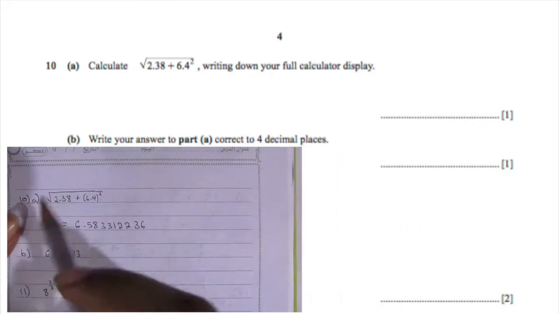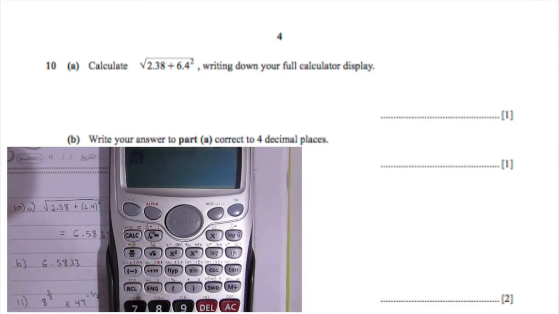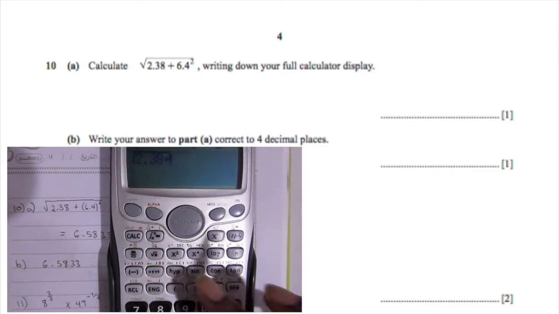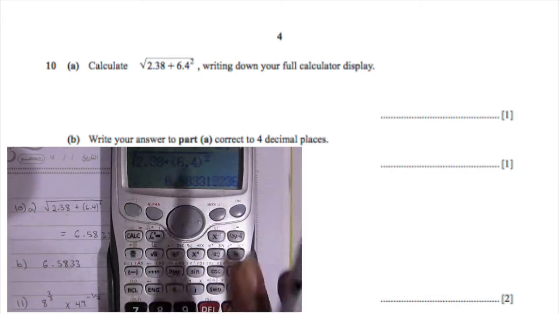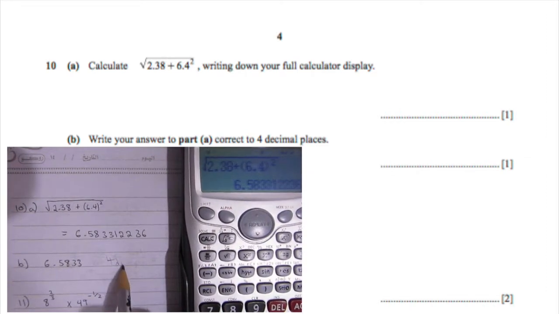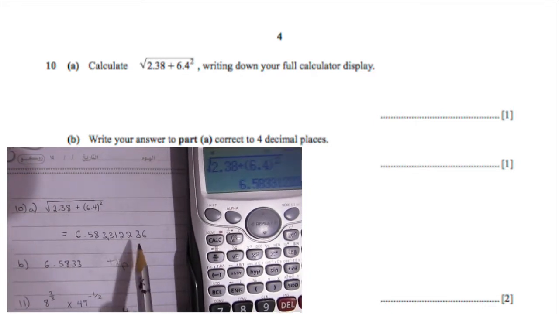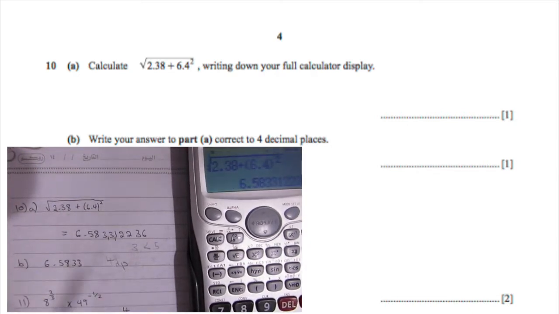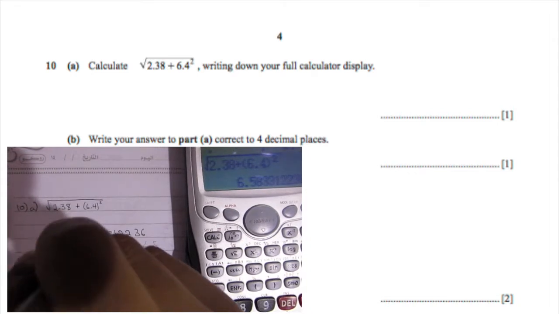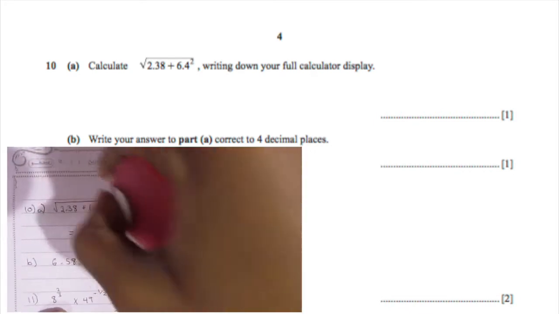So now for question 10, calculate this by writing down your full calculator display. So just put it as it is in your calculator and write down everything in there. Then for part B, write your answer to part A correct to 4 decimal places. So we're going to stop at 6.5833. See, 1 is less than 5, and so that means you won't round up. You're going to keep it as 6.5833. If it was a 6 or 5 that came after that 3, then we'd change it into a 4. We'd round it up. But anyways, this would be your answer.